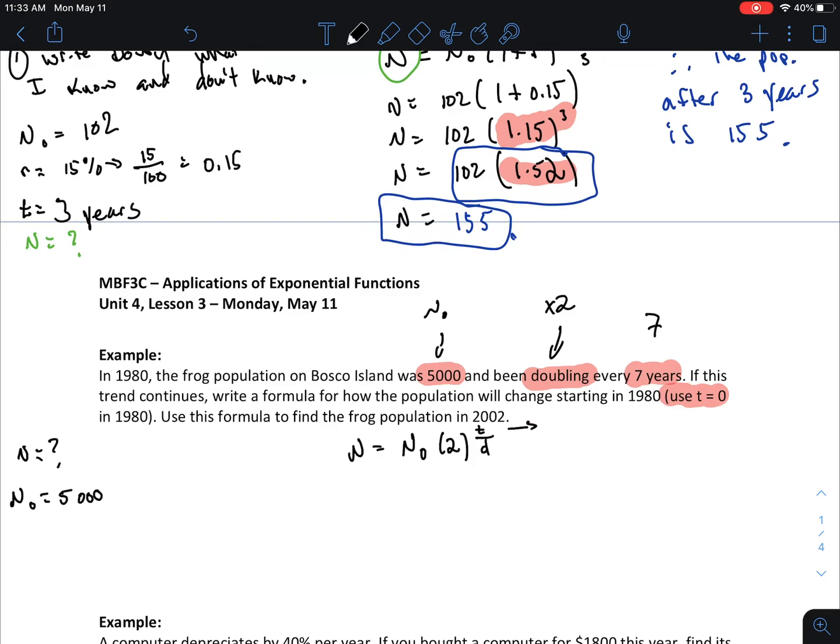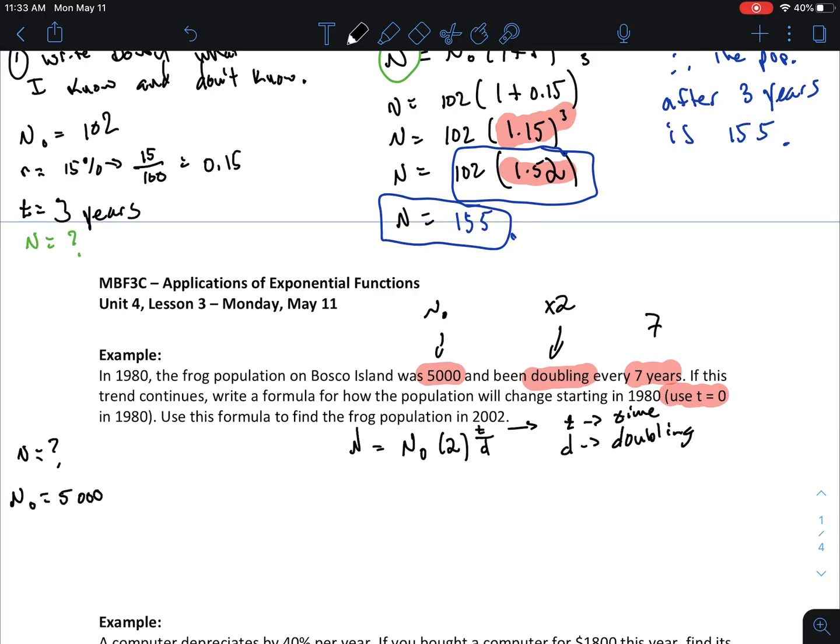Now here comes the tricky part. This is a little bit tricky. We have this t over d notion, where t is going to be time, and d is going to be the doubling, so how long it takes to double. That's the equation that we've selected.